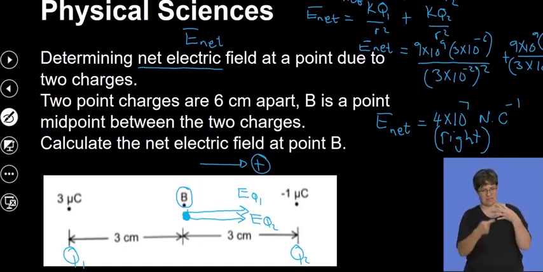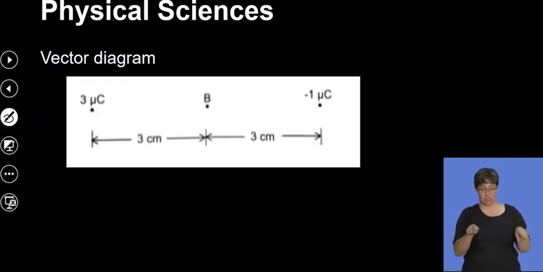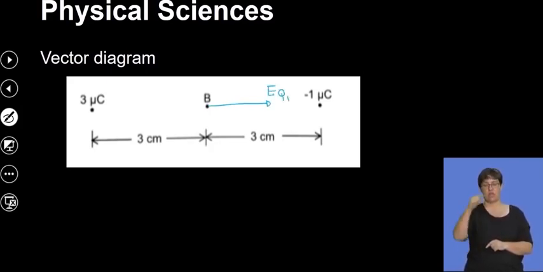Just to go over it, we need to use the vector diagram because we've emphasized the vector nature of E at a point due to more than one charge. Here's the vector diagram that I was talking about. So we managed to come up with that: E due to Q1, that's the signs, and then E due to Q2. They're in the same direction.